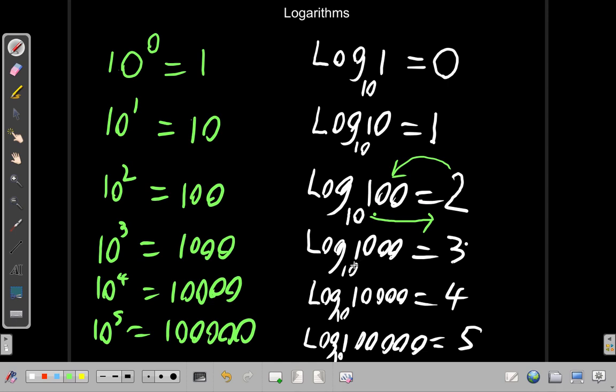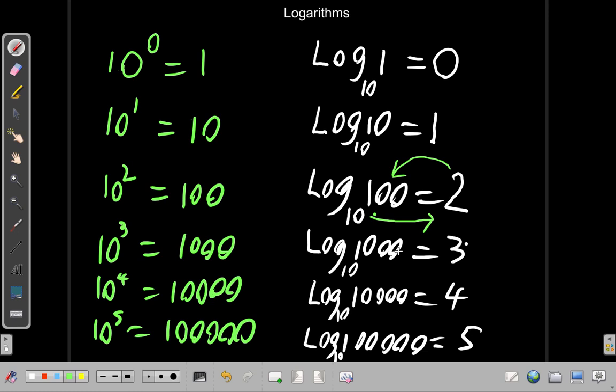If the base of the log is 10 and the logarithm of 1,000 is 3, it means you must raise 10 to the power of 3 to get 1,000. You must raise 10 to the power of 3 to get 1,000. Alright? So, that's one definition of logarithm that we can use here.